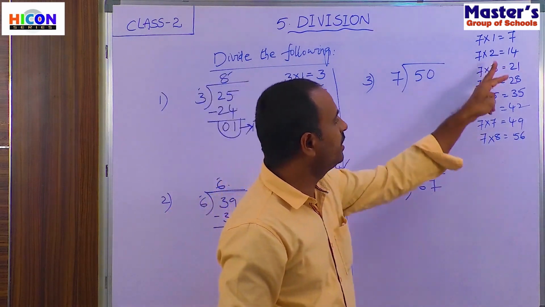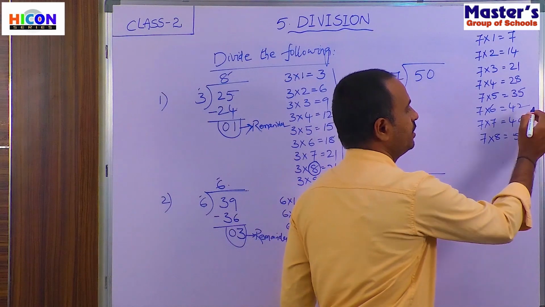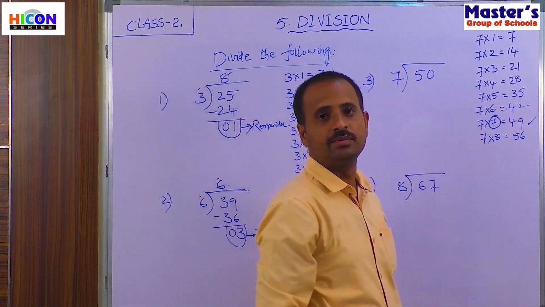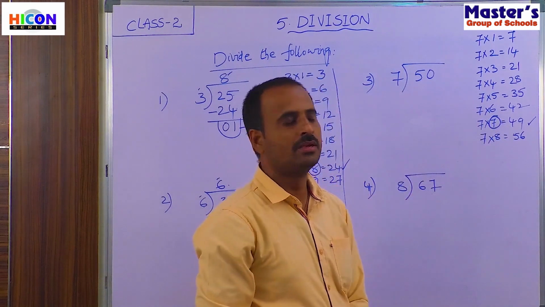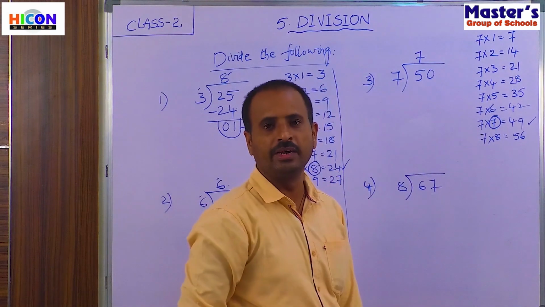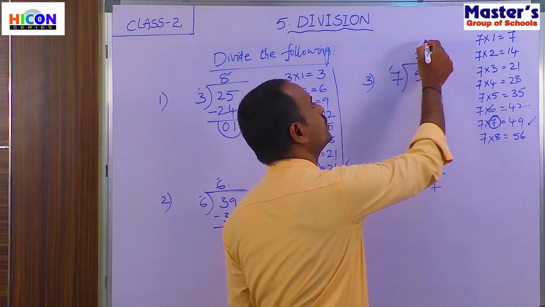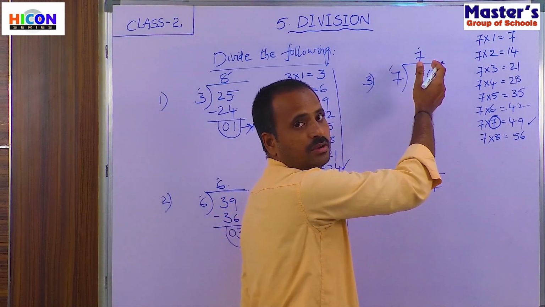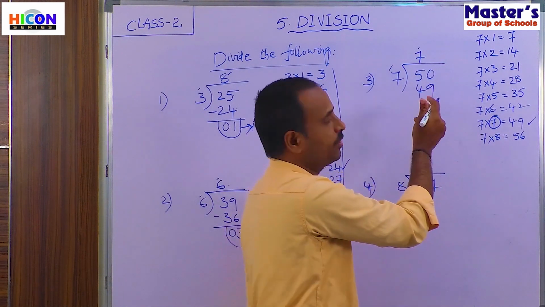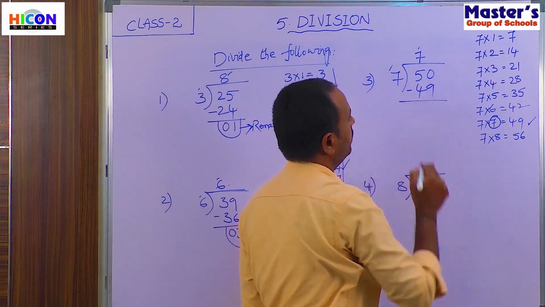So let us see where the 49 is. So here is the 49. So how many times do you have to take? You have to take 7 times to get 49. So write this 7 in the quotient above the dividend. And now multiply these two numbers. 7 sevens are how much? 7 sevens are 49. So write the product below the dividend and subtract.